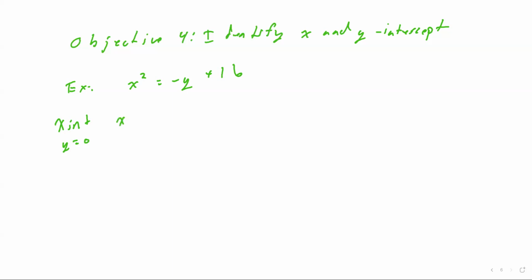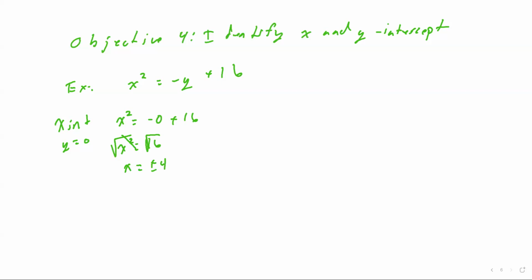So I get x squared equals -0, because again, I'm plugging in 0 for y, plus 16. Well, what's -0 plus 16? Just 16, right? There's no such thing as a -0, so it's just 16. Now what would I do? Not divide, square root it, right? But then again, when I take the square root of something, what am I not going to forget? Plus or minus. So my x-intercept here would be plus or minus 4.